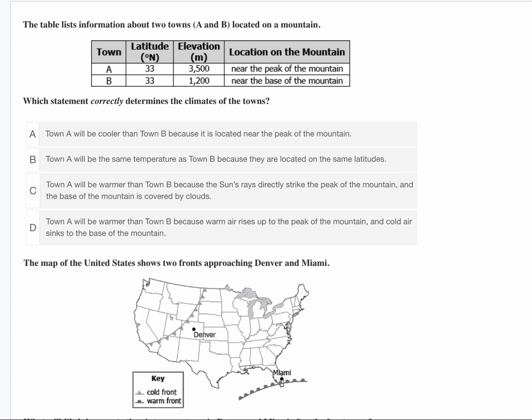Which statement correctly determines the climate of the towns? A. Town A will be cooler than Town B because it is located near the peak of the mountain. B. Town A will be the same temperature as Town B because they are located on the same latitudes. C. Town A will be warmer than Town B because the sun's rays directly strike the peak of the mountain and the base of the mountain is covered by clouds. D. Town A will be warmer than Town B because warm air rises up to the peak of the mountain and cold air sinks to the base of the mountain.